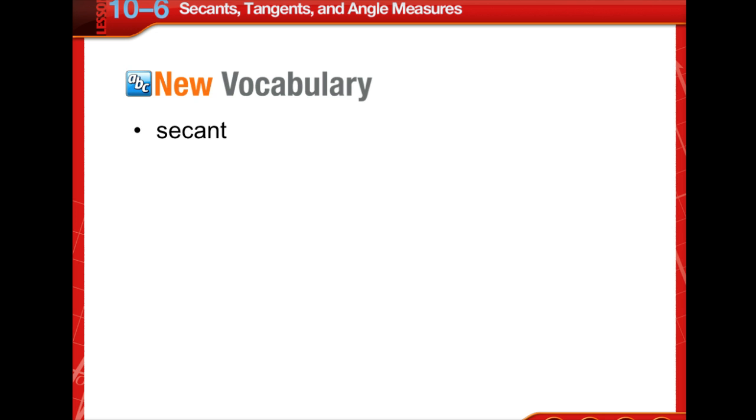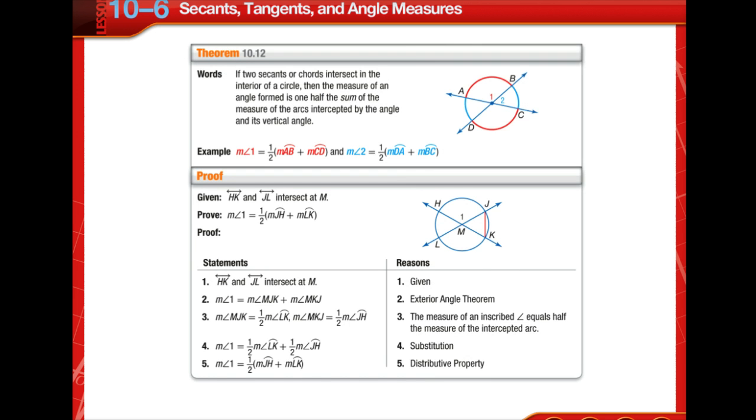One new vocabulary word today, secant. A secant is a line that intersects a circle in exactly 2 points. When two secants intersect inside a circle, the angles formed are related to the arcs that they intercept, and that's noted here. So the measurement of angle 1 is equal to half the measurement of this arc plus this arc. And the measurement of angle 2 is equal to half of the measurement of this arc plus this arc.